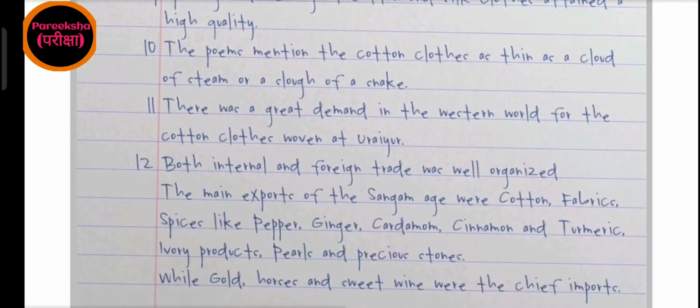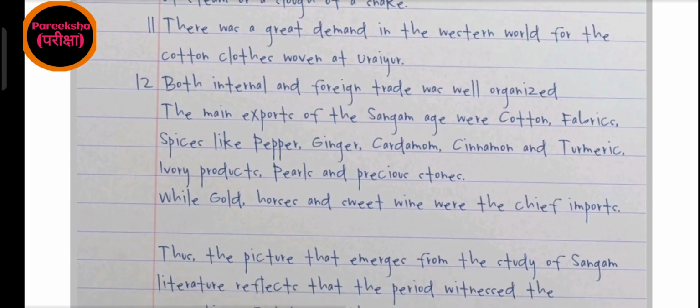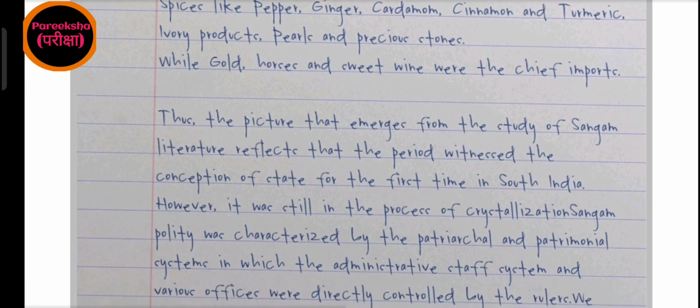You can write about spinning. The poem mentions cotton clothes as thin as the clouds or the skin of snakes. So these things you can write, and you can conclude your answer like this.